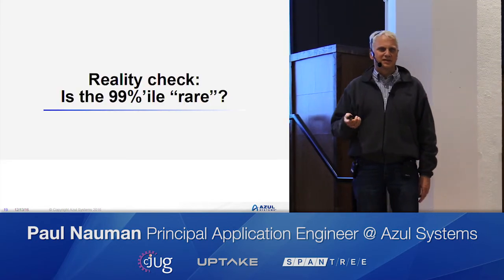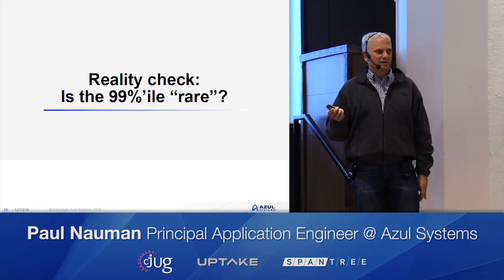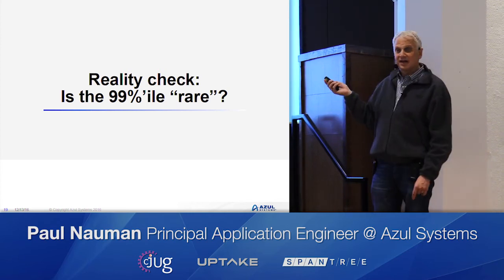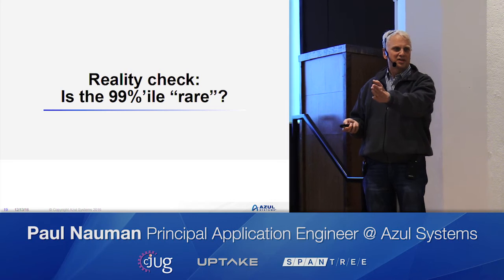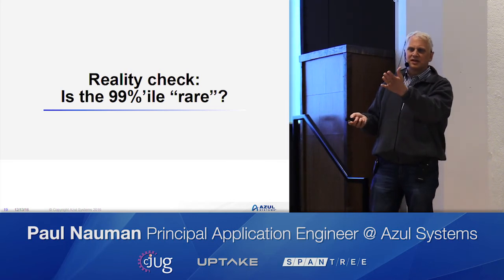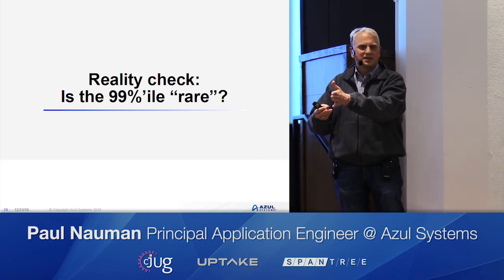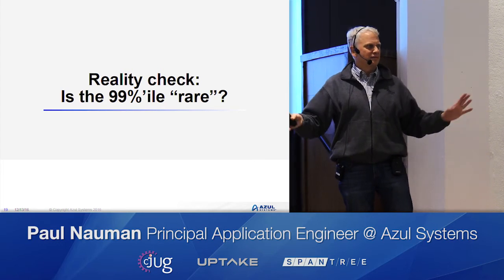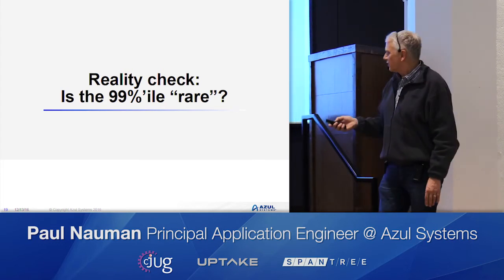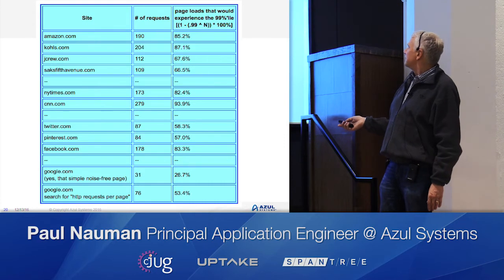So does that really matter in the real world? Is the 99th percentile, which is sort of the benchmark that a lot of people use, as long as 99th percentile is good, then our system is behaving well, right? It's a very common sort of place to look.